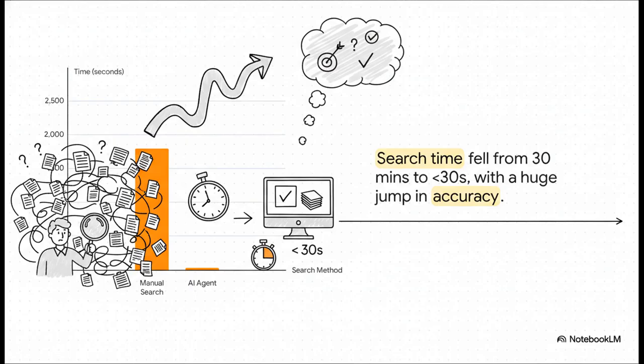And when you put it all together, the results for TechCorp are just transformative. A document search that used to take an employee 30 minutes of digging around is now done in under 30 seconds. And the accuracy? It's gone through the roof. We've gone from the hit-or-miss results of keyword search to the super relevant, accurate answers from the RAG system.